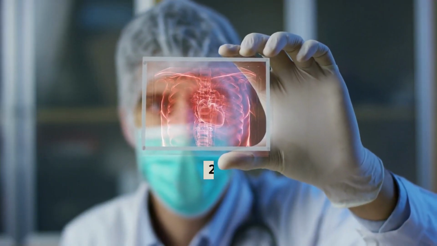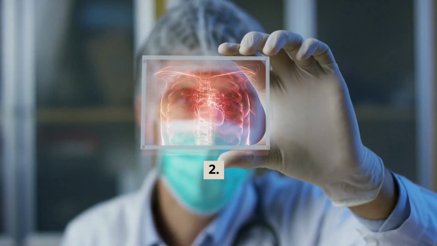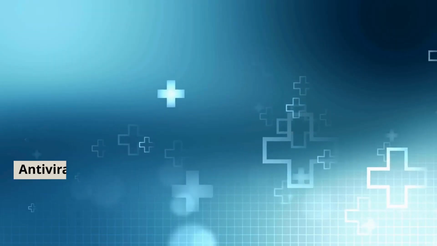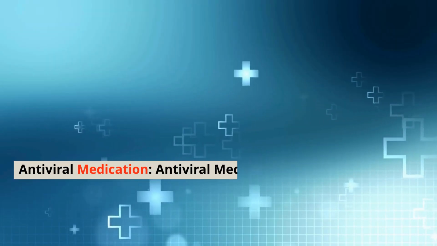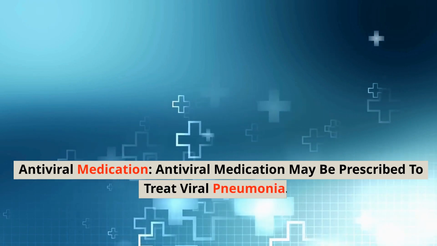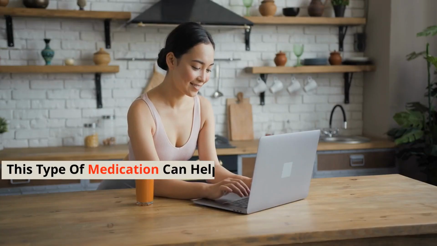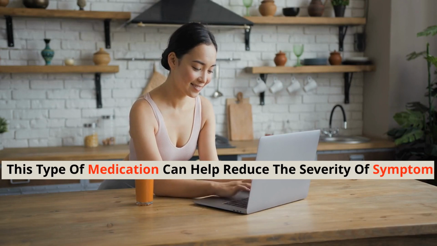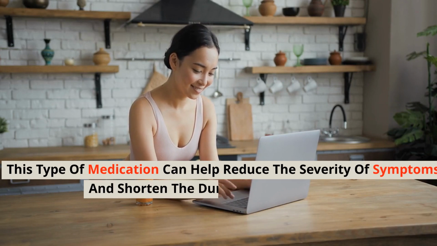2. Antiviral medication. Antiviral medication may be prescribed to treat viral pneumonia. This type of medication can help reduce the severity of symptoms and shorten the duration of the illness.